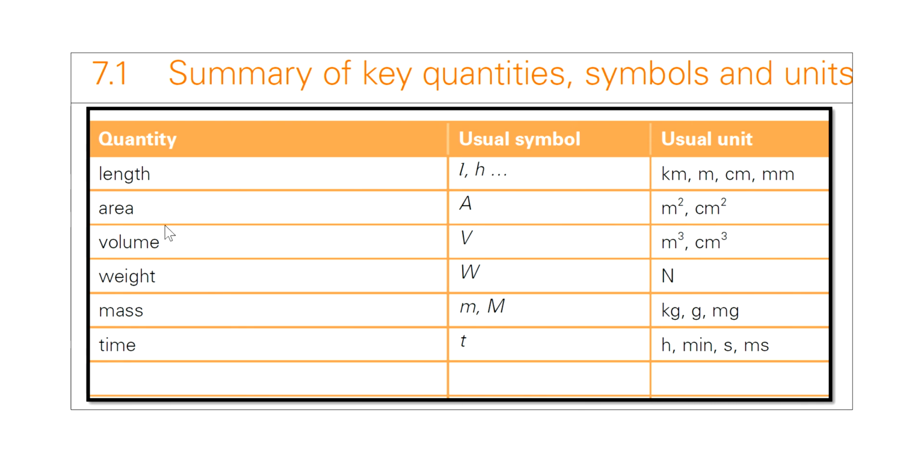Second physical quantity is area. It is denoted by capital A. Its unit is meter square and centimeter square. We call it meter square and centimeter square.